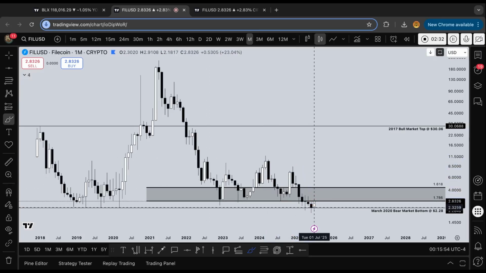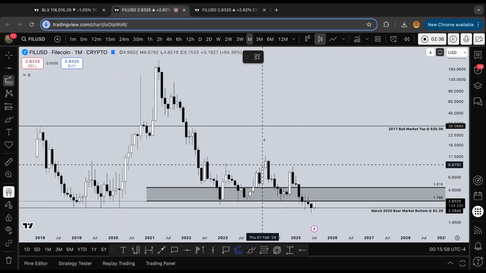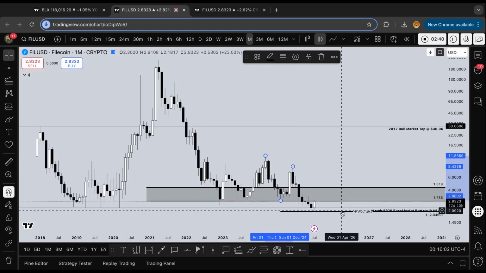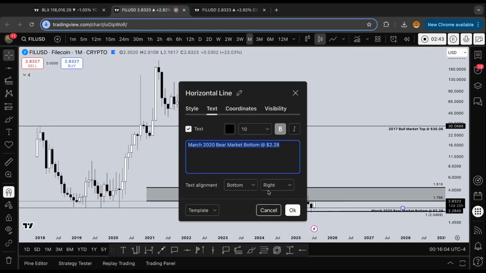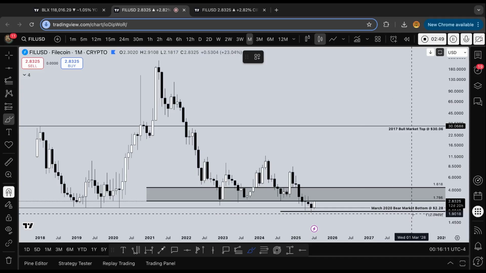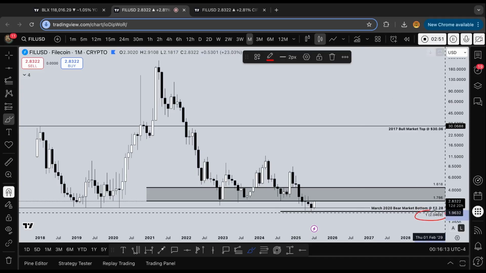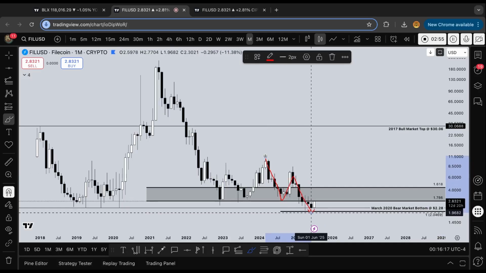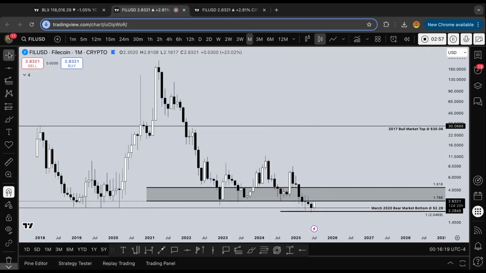Now, what I am also witnessing here is a very tight and clean three-wave correction. Now, I'm quite curious if this trend-based fib extension is going to be a one-to-one extension, which would be very bullish if that's the case. And lo and behold, it actually is. So by taking a 3-point trend-based fib extension, we can see that Filecoin is so far catching a bounce at the one-to-one trend-based fib extension, signaling that this three-wave correction is potentially over.